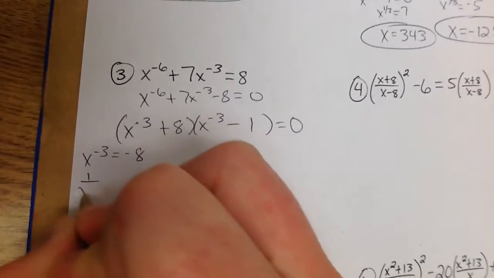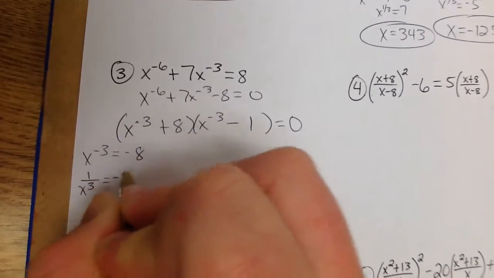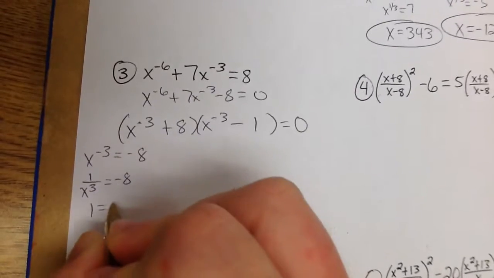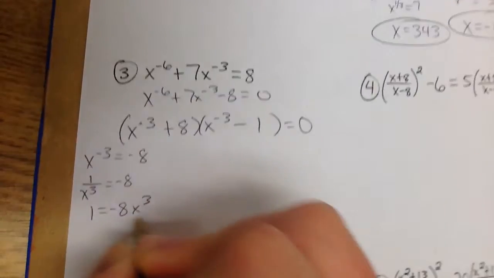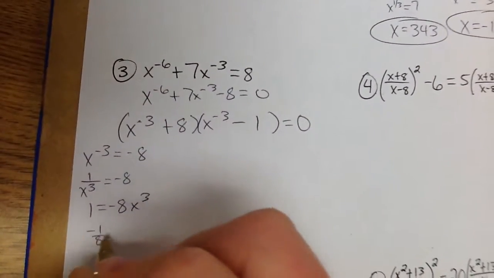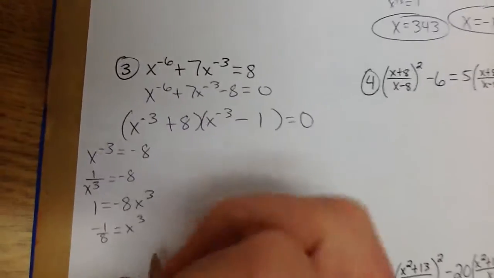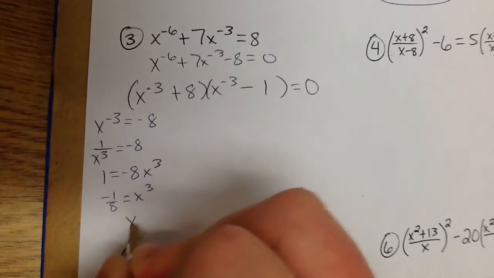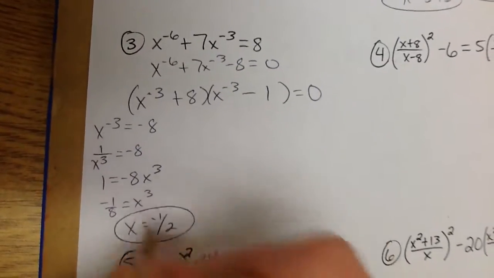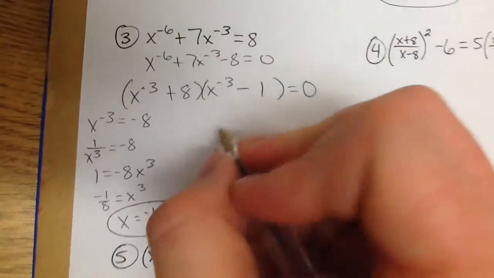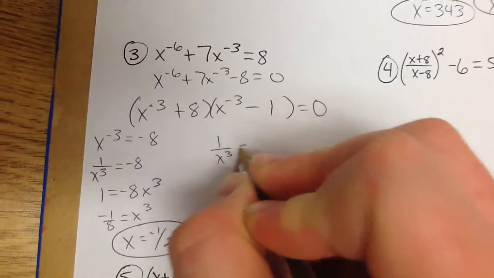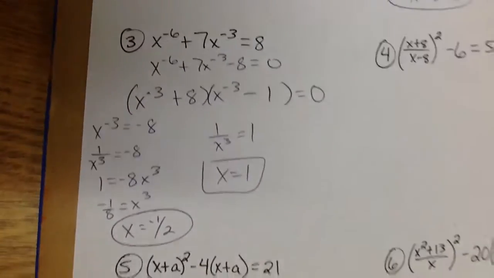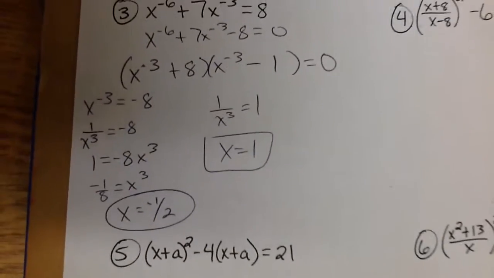That's a negative exponent. So 1 over x to the 3rd equals negative 8. Multiply both sides by x to the 3rd, and you get that. Divide by negative 8, so you get negative 1/8 equals x to the 3rd. Take the 3rd root of that, so it's just negative 1/2. And then if you do that one, you add 1, so you get 1 over x to the 3rd equals 1. So x equals 1. That's the only logical choice there.